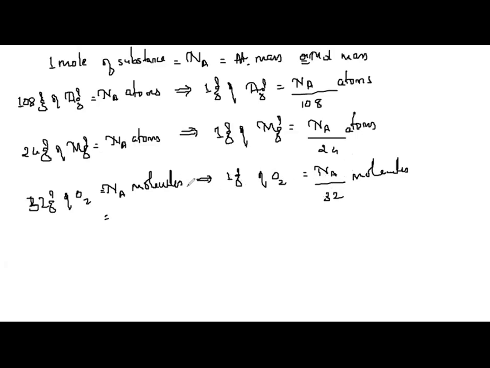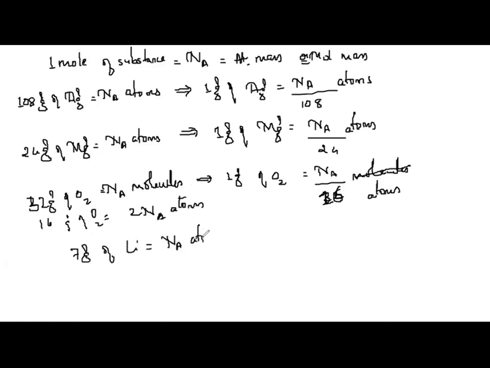So here I can mention it as 1 gram of O2 will have Na by 16, because in O2, 2 Na comes. 2 Na atoms I can write. If I say 16 grams of oxygen, so 2 Na, correct? So here it becomes Na by 16. I will remove molecules and write atoms. Last one, lithium. 7 is the atomic mass. 7 grams of lithium contains Avogadro number of atoms. 1 gram of lithium will contain Avogadro number of atoms divided by 7 atoms.